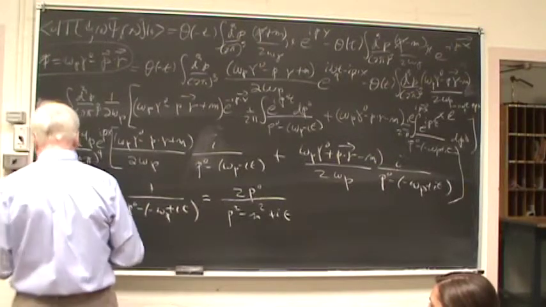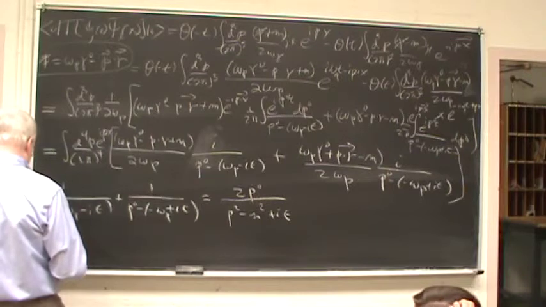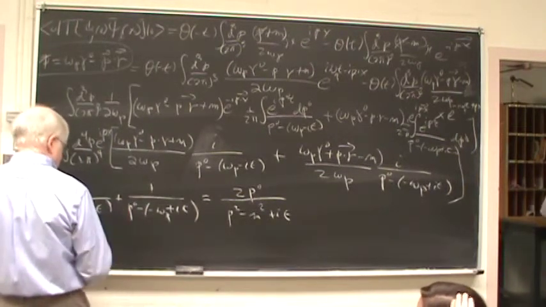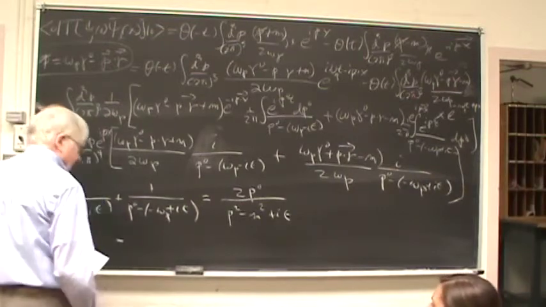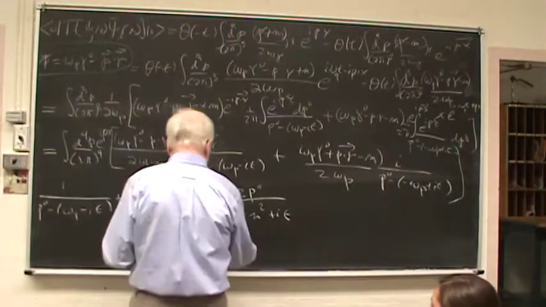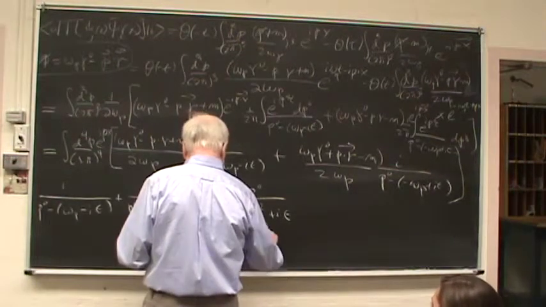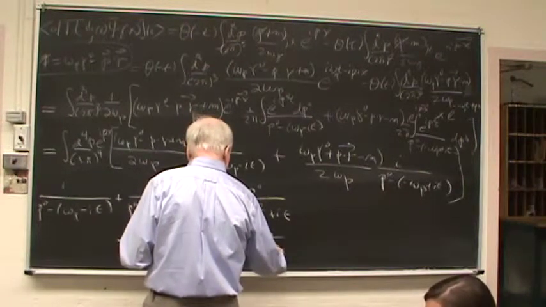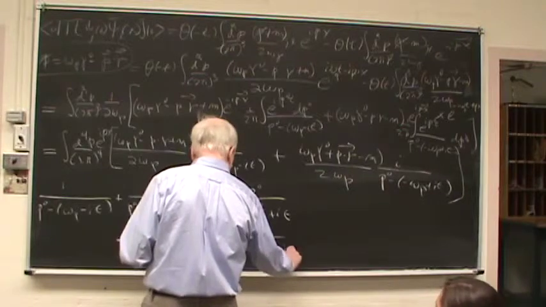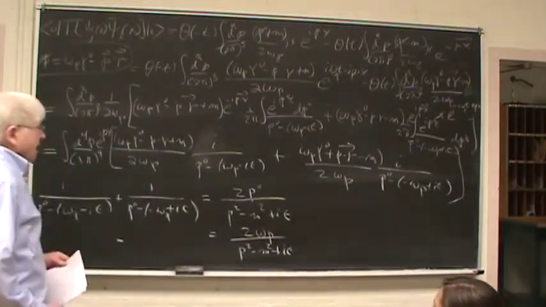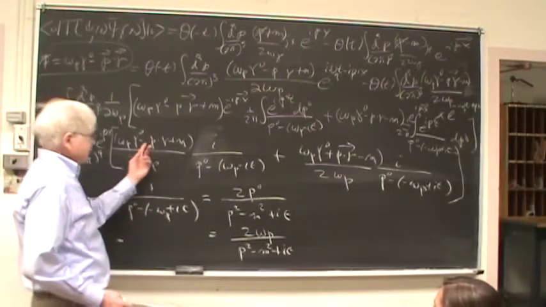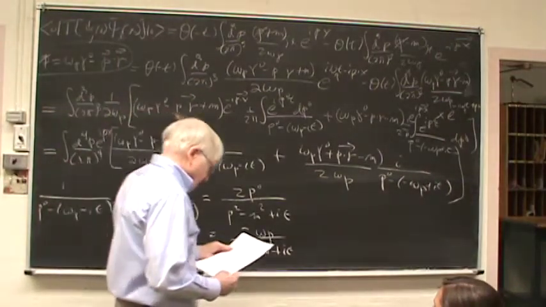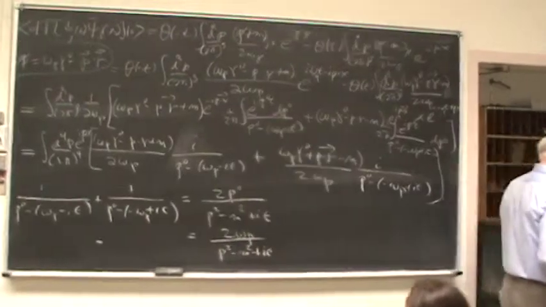The other piece of high school algebra, well, it's what happens when there's a minus sign here. So I'll just write minus. And then it turns out to be 2 omega p over p squared minus m squared plus I epsilon. And that's the one that contributes if you have minus p dot gamma. Okay.